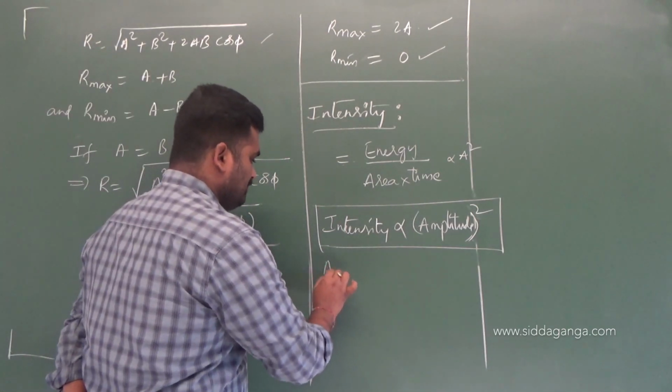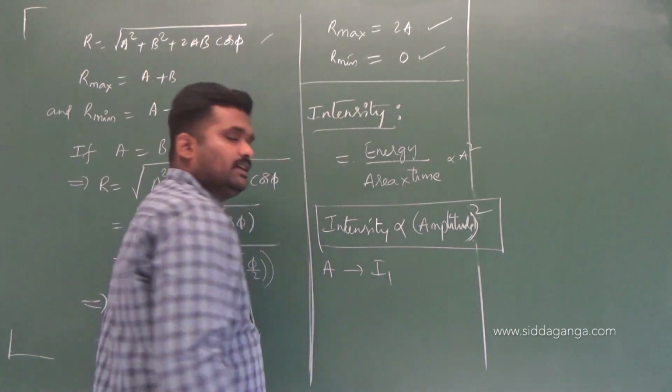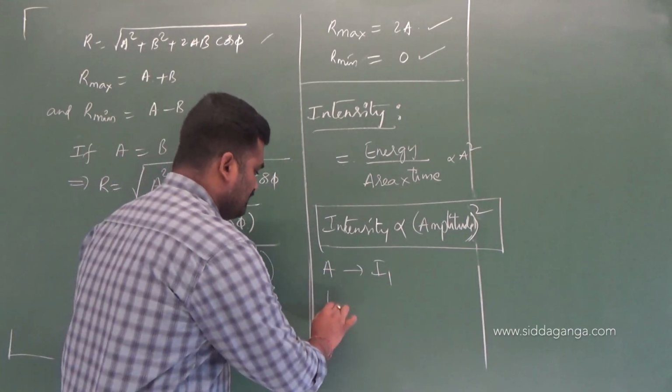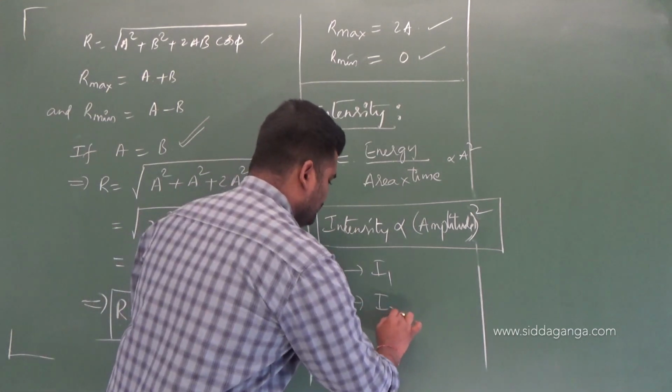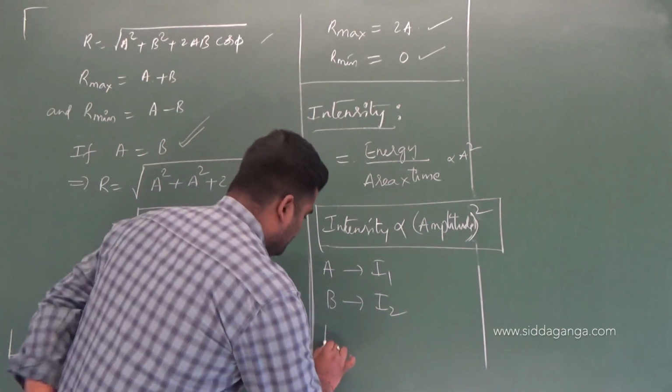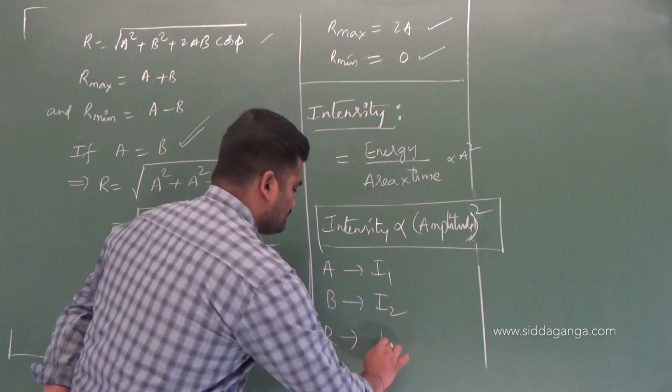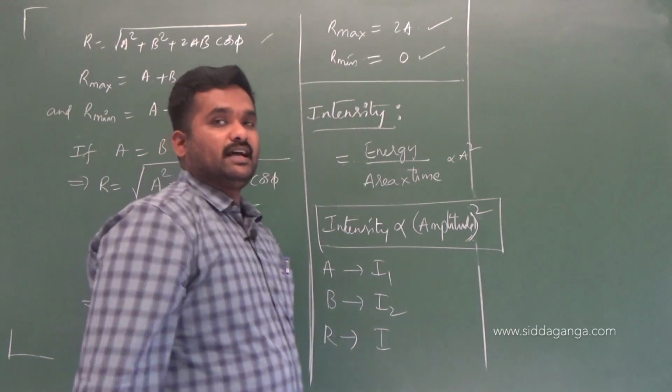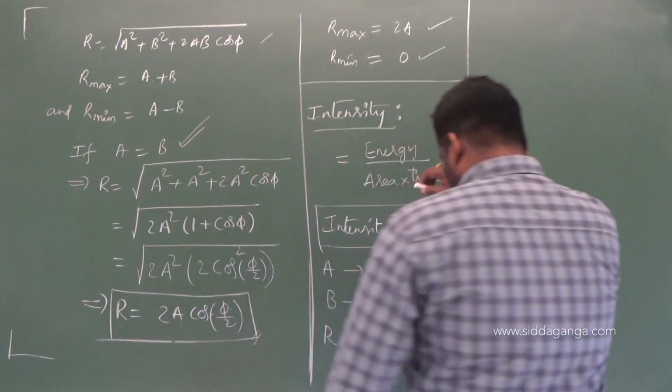For the first wave, amplitude is A and its intensity is I1. For the second one, amplitude is B and its intensity is I2. And the resultant amplitude is R, and let's say the resultant wave's intensity is I. Then how do we write the values?